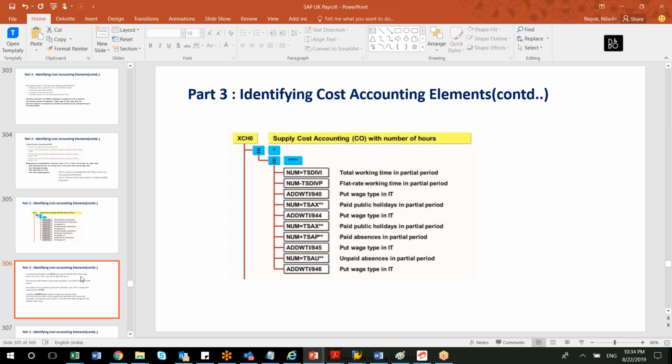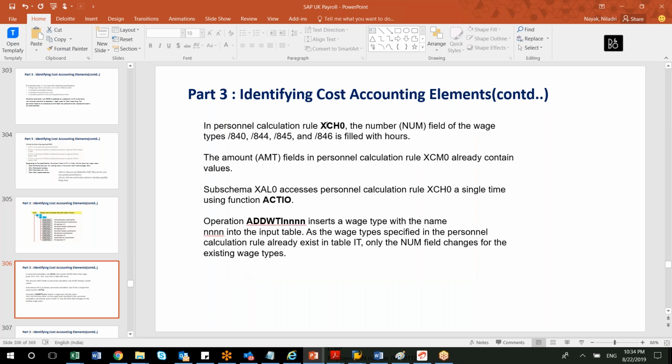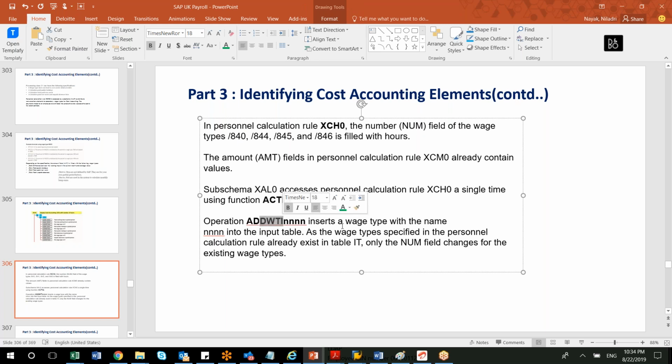So as I was explaining here, XCCH0, this is what this calculation rule will do. Basically, all these will be calculating 840, 844, 845. All these will be filled with the number of hours. Also, as I was explaining, ADDWT: whatever the add wage type is, it will insert those specific wage type values. All this calculation will be happening.